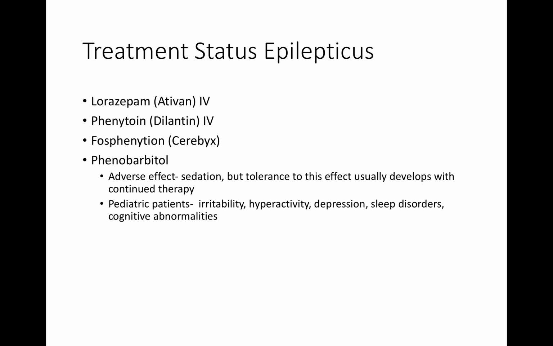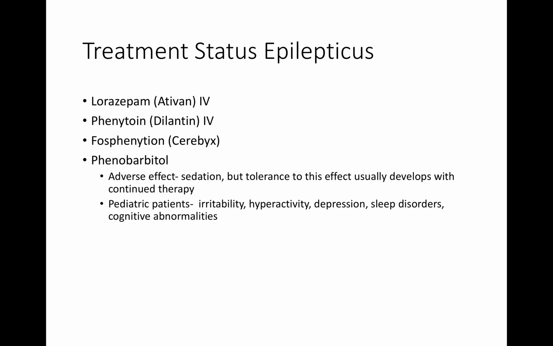To treat status epilepticus, again, a seizure that just continually goes on and they have a very hard time stopping, you can see we're going to give Ativan IV to sedate them, and Dilantin IV because it's the powerhouse of our AEDs, together with Cerebyx, which is the sister to Dilantin, and phenobarb. An adverse effect could be sedation, but tolerance to this effect usually develops with continued therapy. In our pediatric patients, phenobarb sometimes causes the opposite reaction. Instead of becoming quiet and sedated, they become irritable, hyperactive, with sleep disorders and cognitive abnormalities.